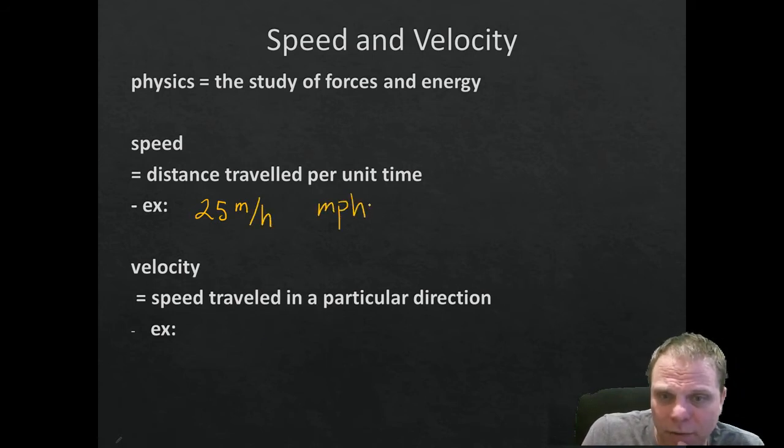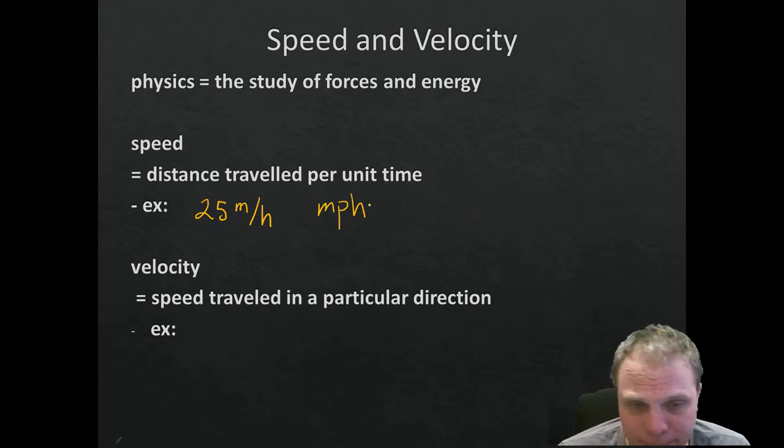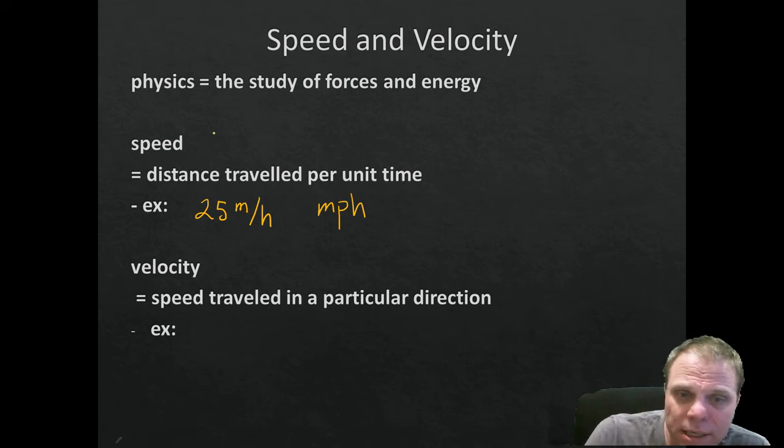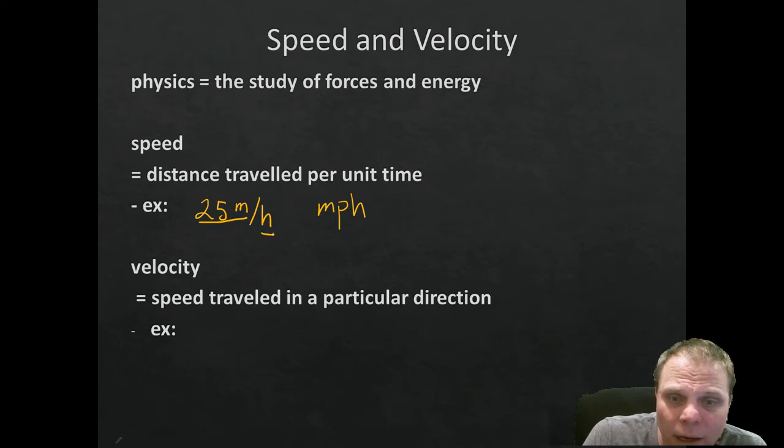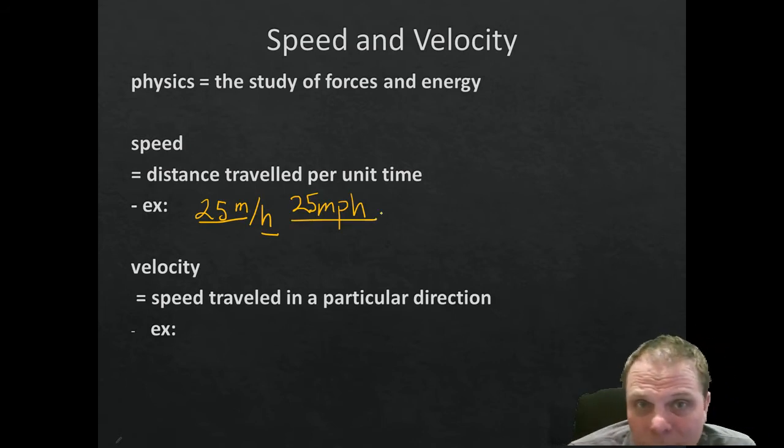You may have seen it written that way, MPH, right? That is a distance traveled per unit time. What's the distance? The distance is 25 miles, okay? And what is the time? 1 hour. So if I traveled 25 miles in 1 hour, I would be traveling at a speed of 25 miles per hour, okay?